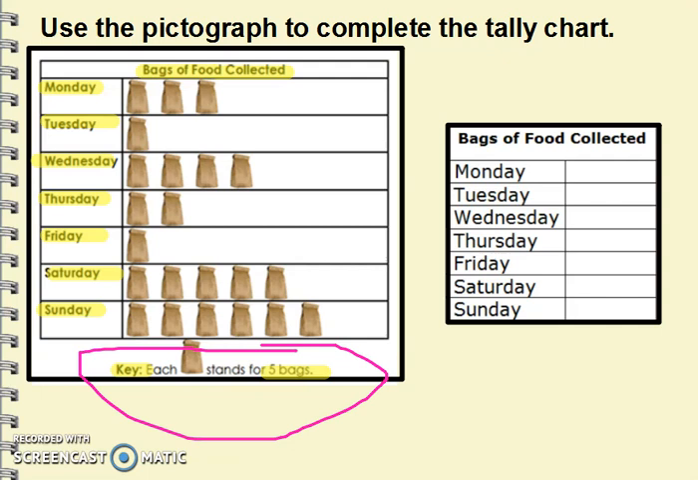This is important because it will tell us what to count our bags by. This key tells us that each bag stands for 5 bags. Now, we will label each bag with a 5.